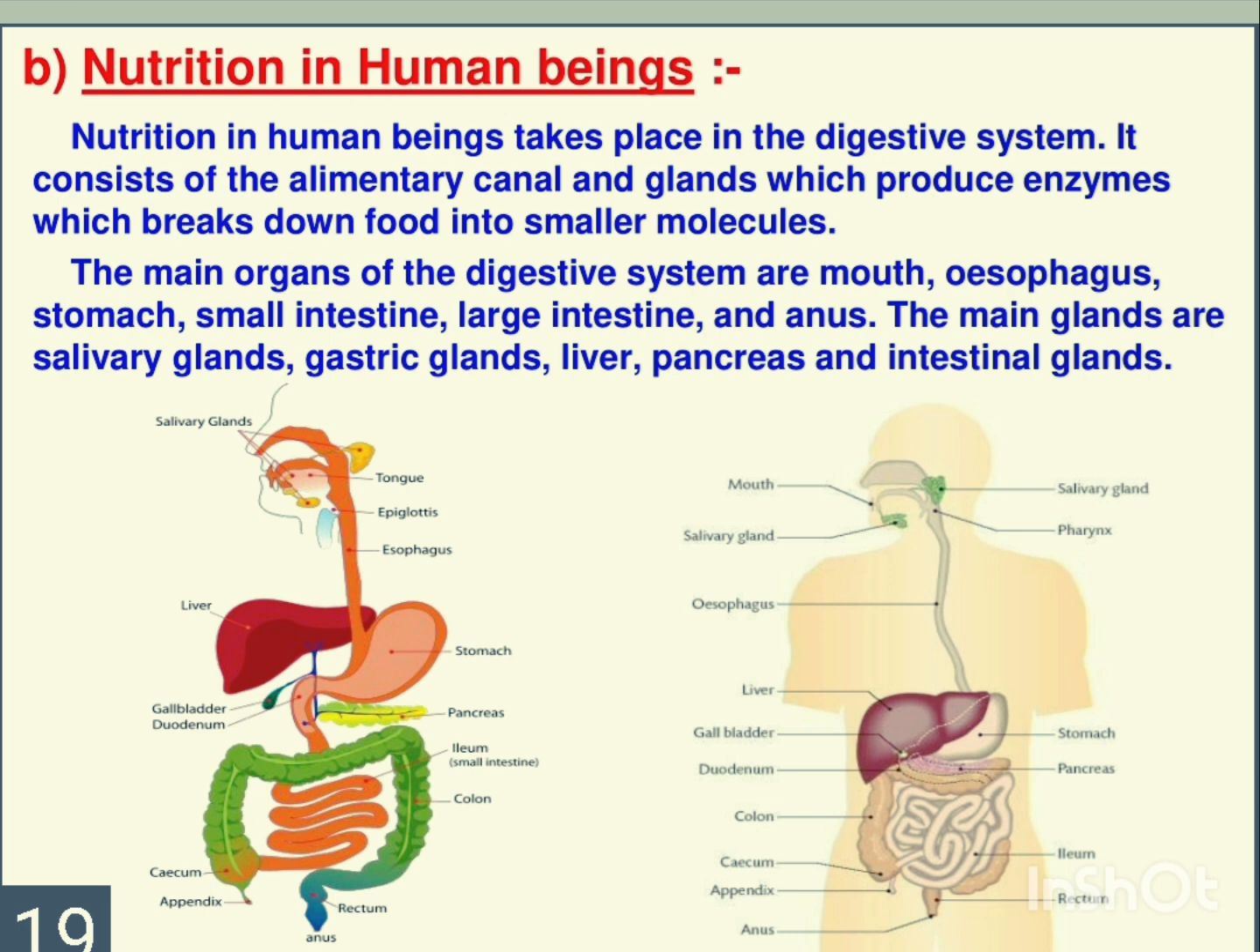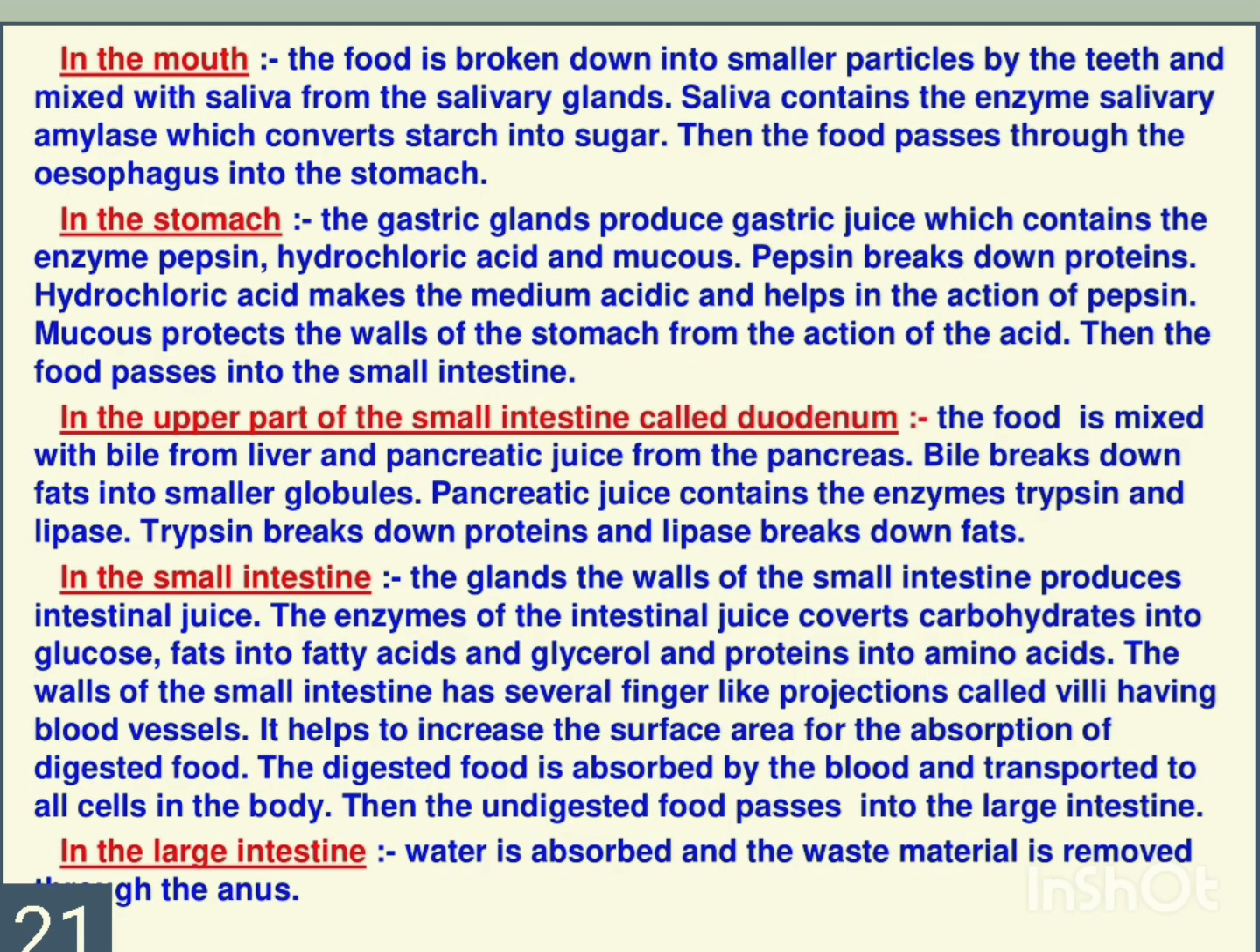Everyone knows that digestion starts from the mouth. When we start chewing, the digestion starts. Let us learn everything in detail. First, what will happen in the mouth? The food is broken down into smaller particles by the teeth and mixed with saliva from the salivary glands. Saliva contains the enzyme salivary amylase, which converts starch into sugars.